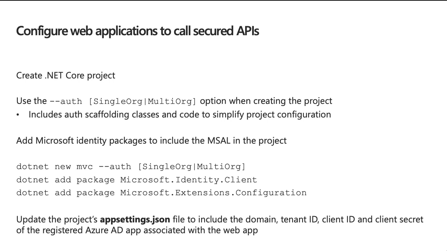Now update the project to associate it with the Azure AD app that you registered for the web app. You're going to open up the appsettings.json file and set the details of the registered Azure AD application that you previously created, setting things like the domain, which is the domain of your Azure AD tenant where you registered the Azure AD app, the tenant ID, which is the ID of your Azure AD tenant where you registered the app, and then the client ID and client secret, which are the ID and the secret for the Azure AD app that you registered.